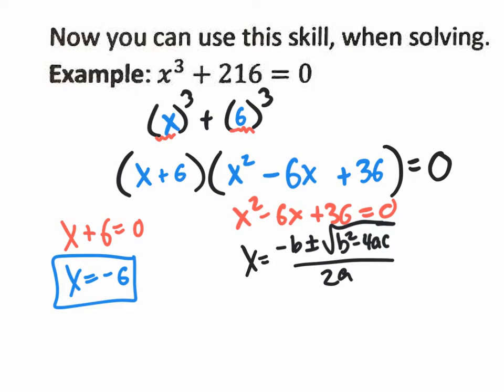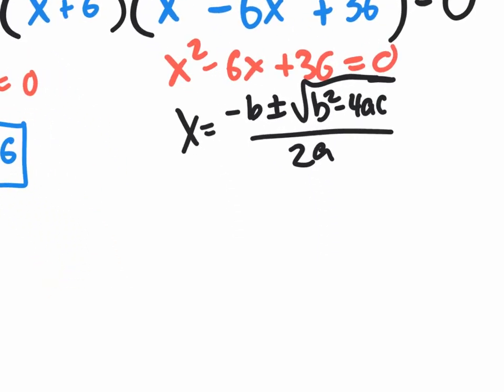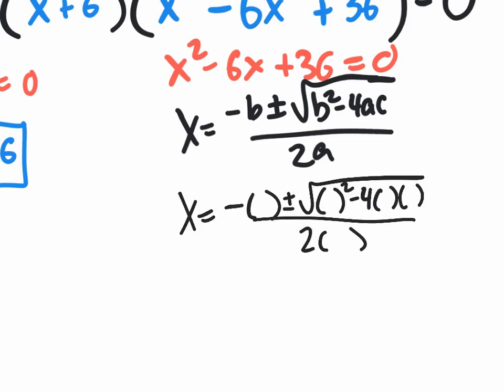So let's just do this. Let's not be scared, right? How do you apply a quadratic formula? First, replace the variables with parentheses. Plug in your a value of 1, your b value of negative 6, and your c value of 36. So the b value is negative 6. The a value is 1. The c value is 36.